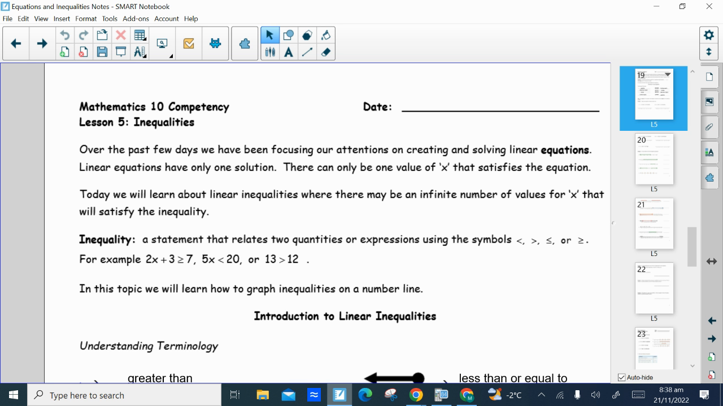Okay. So for example, 2x plus 3 must be greater than or equal to 7. Or 5x must be less than 20. Or 13 is greater than 12. So we'll learn how to graph inequalities on a number line, and then we'll get into actually solving inequalities.